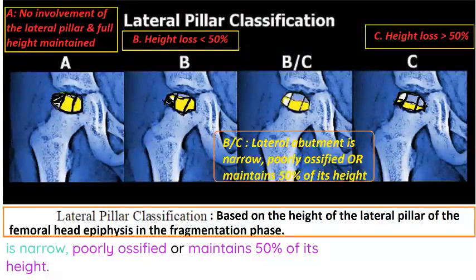So this figure shows the lateral pillar classification based on the height of the lateral pillar of the femoral head epiphysis in the fragmentation phase. You can see A. There is no involvement of the lateral pillar and full height is maintained. B. The height loss is less than 50%. C is height loss more than 50%. And the fourth group between the group B and C, where the lateral abutment is narrow, poorly ossified, or maintains 50% of its height.